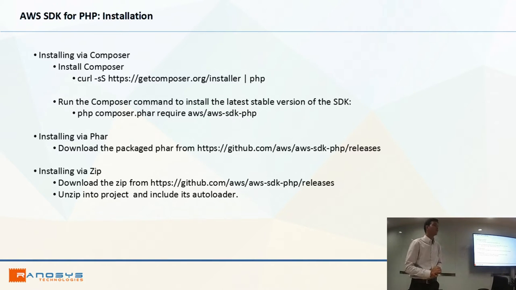The second one is PHAR, PHP Archive. You can download the package from a GitHub account and directly include that class in your project, and you can use the AWS SDK. The easiest way is, you know, the zip. You just download the zip, unzip it in your project folder and start using it. So that's simple.